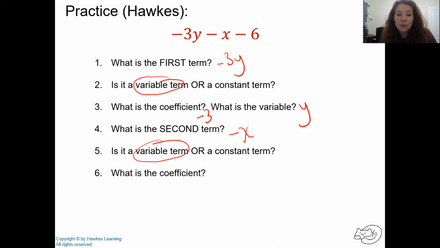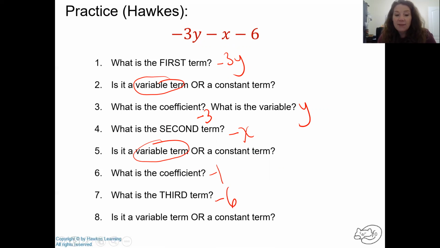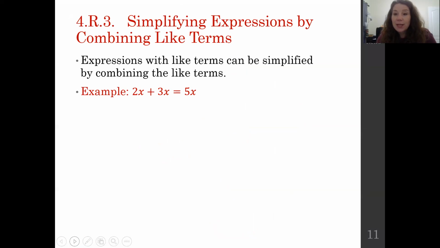Then it'll ask, what is the coefficient? So the coefficient of -x is -1. That's the coefficient. And if it asks what is the variable, of course, we would say x. The third term is -6. Is -6 a variable term or a constant term? And we would say it's a constant term. It is not attached to a variable. So that's basically that whole section, you guys.